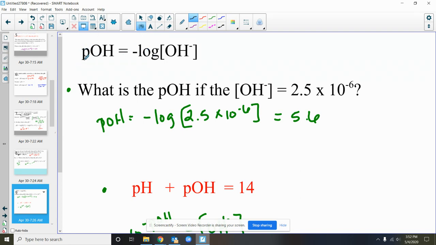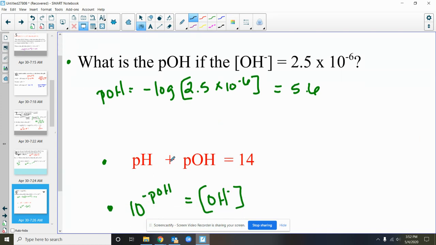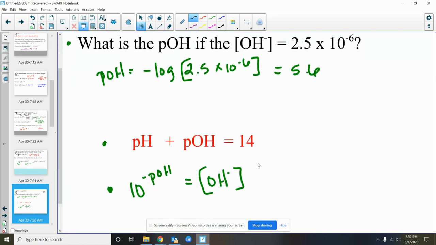So whatever you're looking at, if it's pH, it's the negative log of H3O. If it's pOH, it's the negative log of OH. So again, those are the two that are connected there. pH and pOH give you 14. And just like 10 raised to the negative pH gives you your H3O value, 10 raised to the negative pOH gives you your OH value, okay?